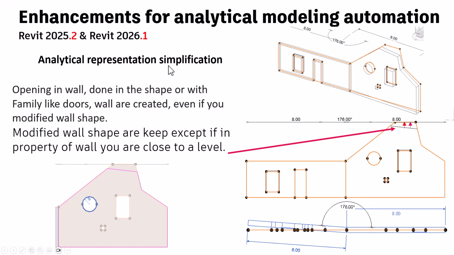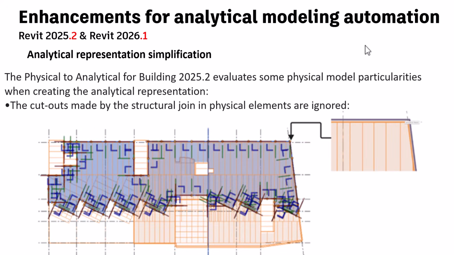You have to keep in mind, like last year, all the elements which are aligned, the openings inside will follow. And sometimes if you have close levels, it will do the same, depending of course on your tolerance. So the cutout made by the structural join in physical elements is still ignored.